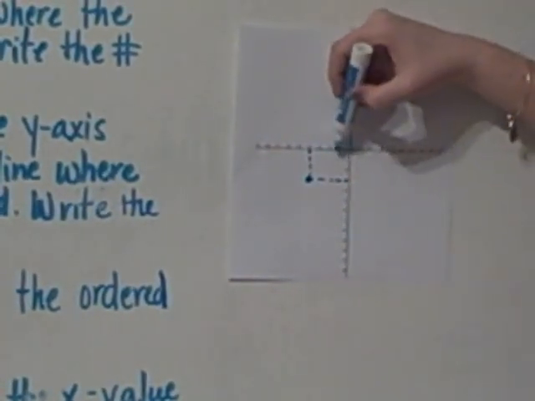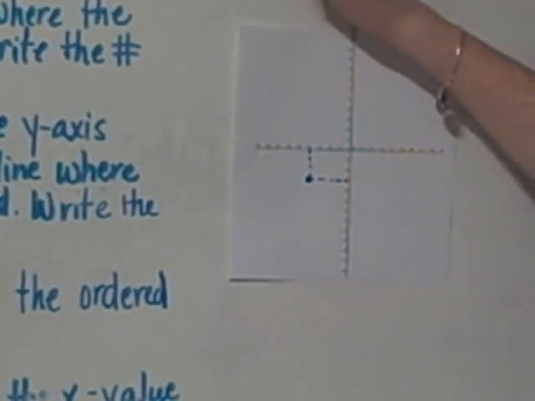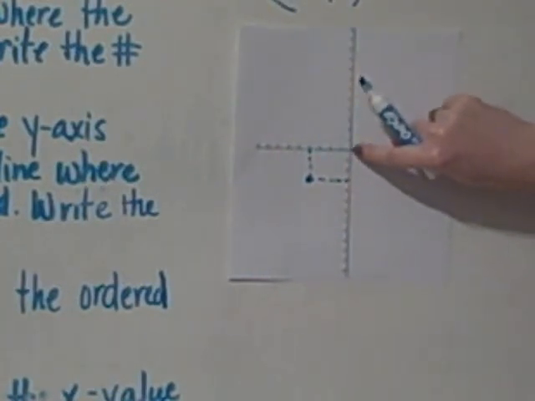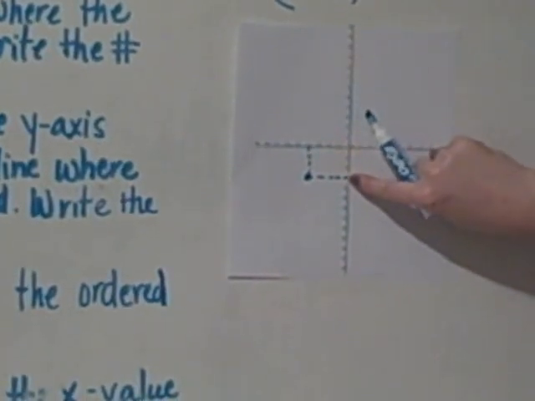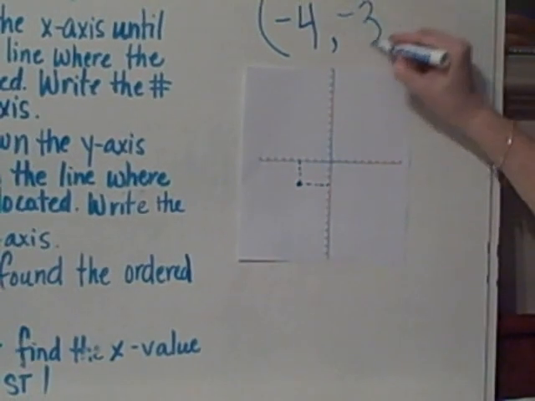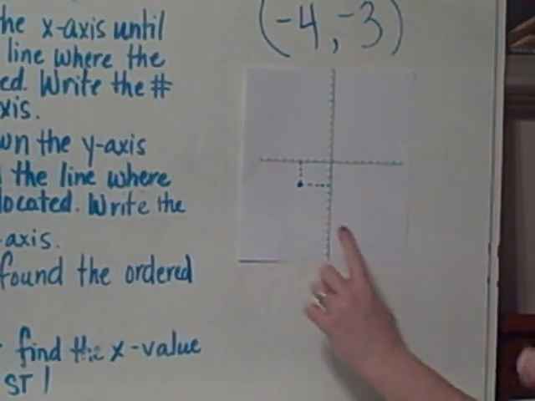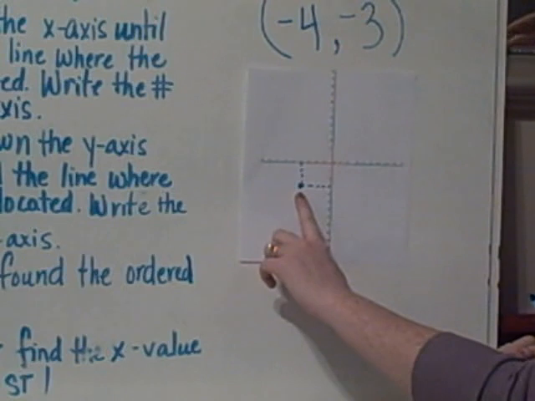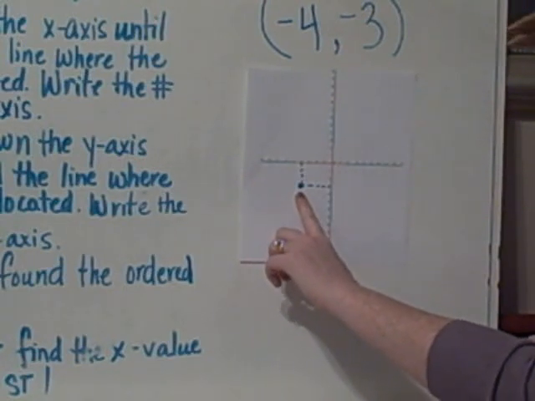And then you can go across your x and find that that is -4. And then you can go down the y-axis and realize that this is at -3. So the point that we just located was at the point (-4, -3), and it happens to be in quadrant 3.